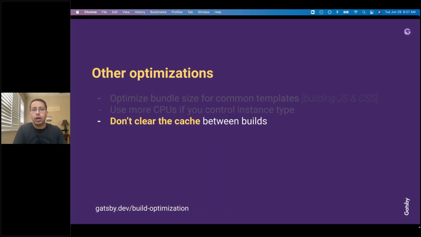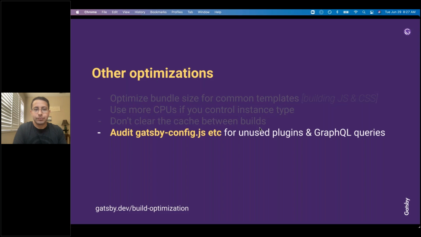So when you're doing builds, just don't clear the cache between builds. It used to be that Gatsby's cache was less reliable than it is now. And so a practice that people evolved was to clear the cache between their builds, which would mean they always got cold builds. Gatsby's cache is pretty darn reliable now, so don't clear the cache. And again, warm builds are faster than cold builds, so don't clear the cache.